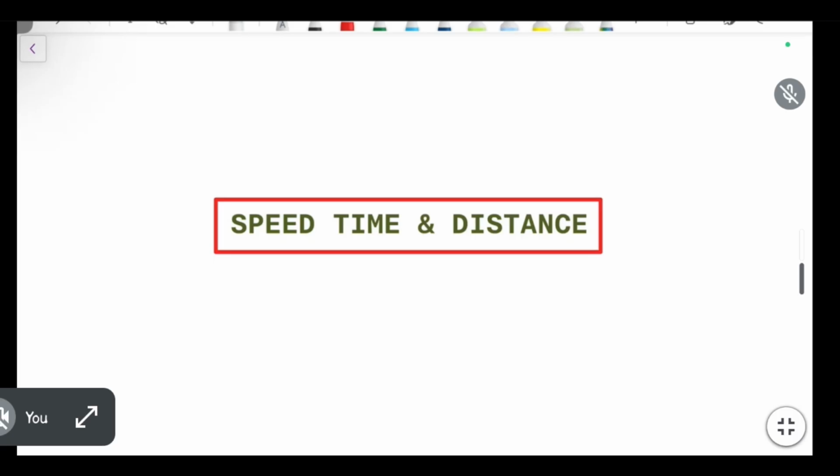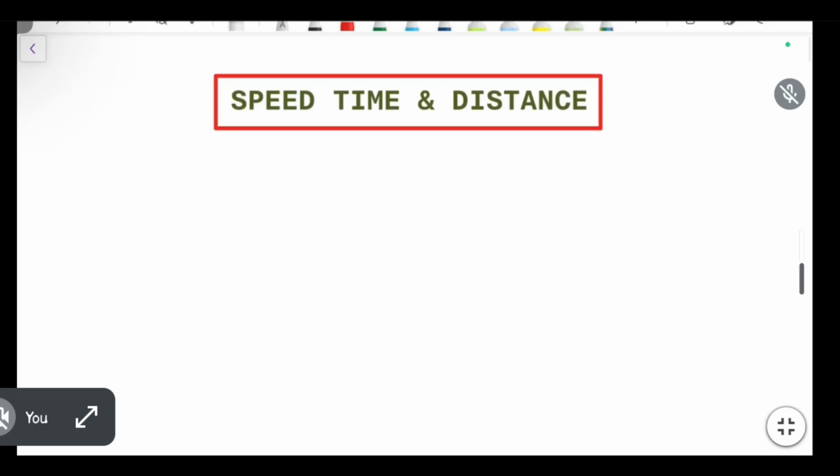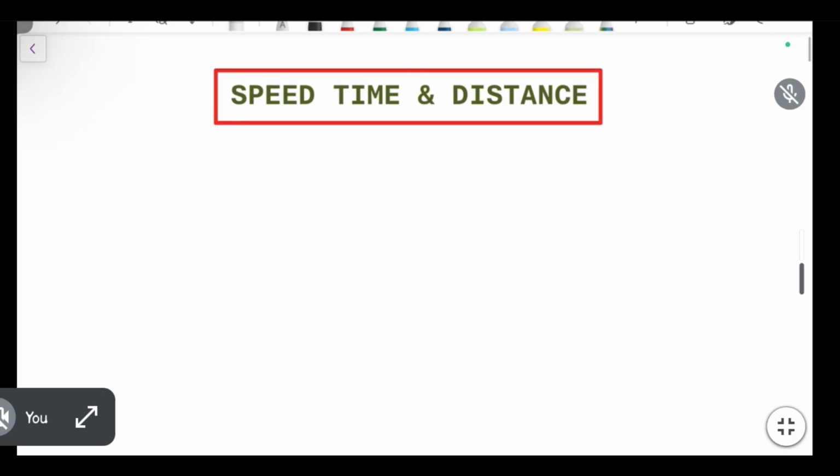There's only one formula that all these train problems or problems based on boats and streams are related to. So the foundational formula is this: speed is equal to distance by time. This is the foundation formula. I'll give you an idea how to memorize this formula easily.